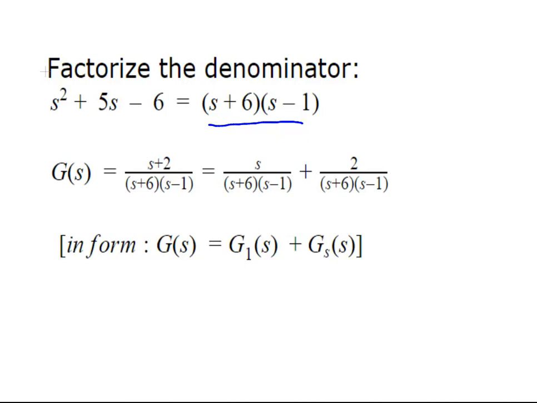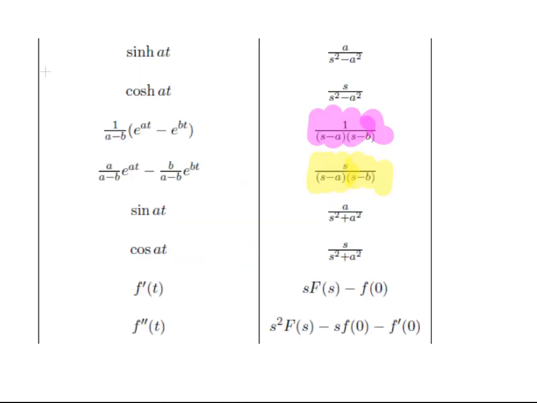So what I'm going to do here is re-express the entire thing as these two terms: s over (s plus 6)(s minus 1), and 2 over (s plus 6)(s minus 1). So we just have the form, the sum of two Laplace terms. There we have it. So what we need here is a and b, and that will give us our answer pretty quickly.